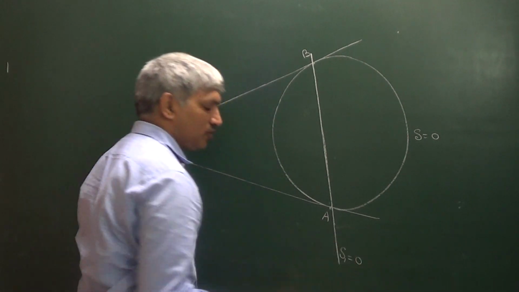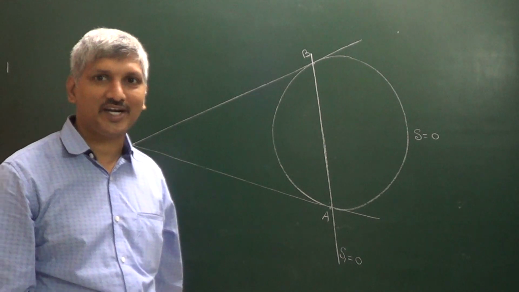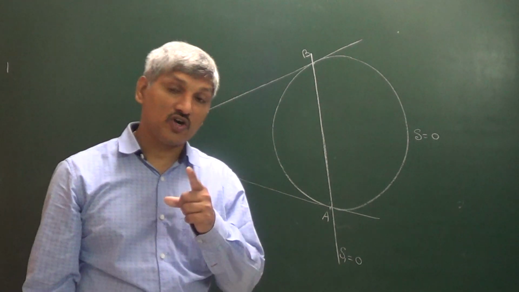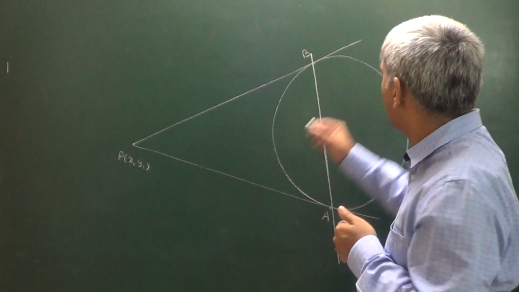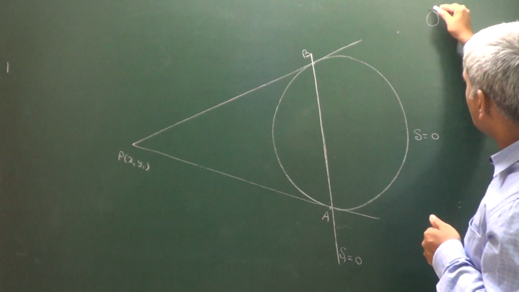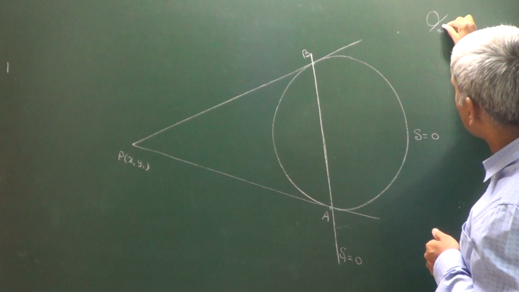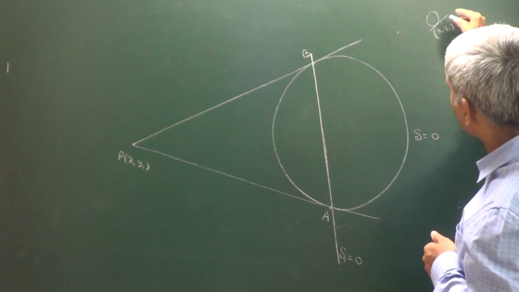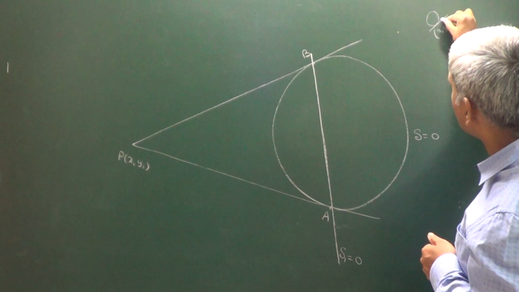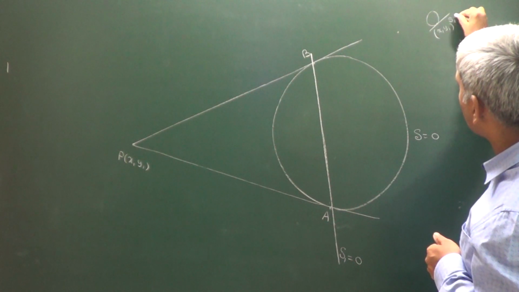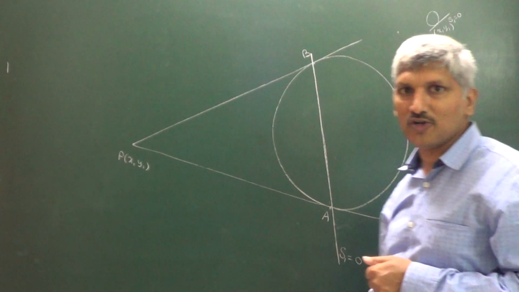The equation of this chord of contact, that means this line equation, is given by S1 equal to 0. Sir, how are we getting this S1 equal to 0? Don't confuse. Earlier, to the circle at a point (x1, y1), because the point (x1, y1) is on the circle, a tangent is drawn, and the equation of the tangent is S1 equal to 0.